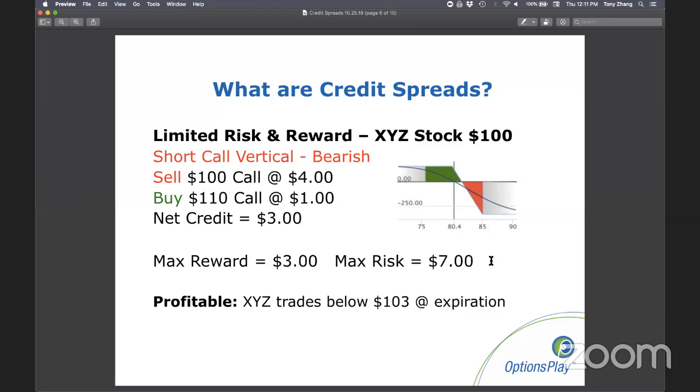Next, let's take a look at the bearish example. Same XYZ stock trading at $100. Let's say I think the stock may move a little lower or stay where it is. Here's where I can sell a short call vertical, the bearish credit spread. We're doing a very similar strategy, except I'm going to start off by selling a $100 call, and let's say I collect $4 for that call.